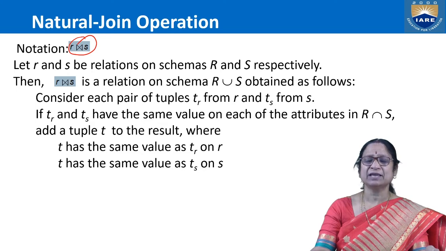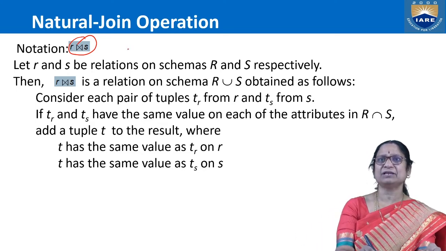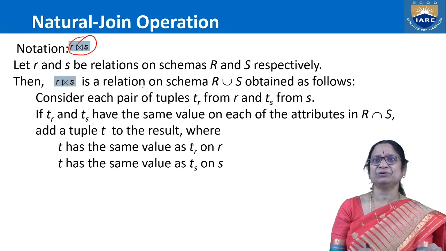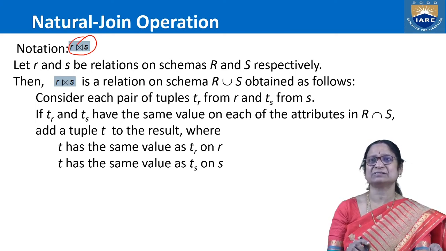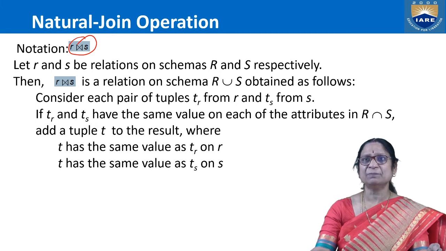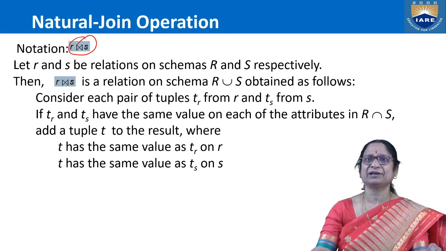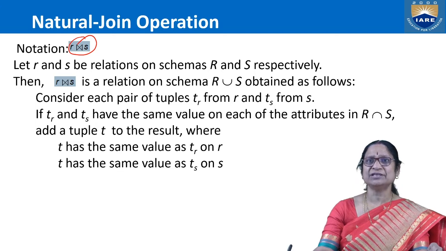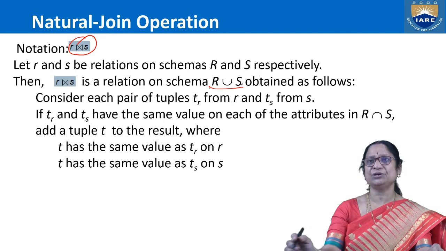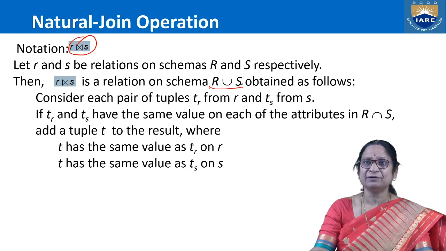So what is natural join? If these two relations have any common attribute, and the common attribute has common values, then the respective mapping tuples only are going to be listed by this operator. The structure of the resulting relation will be R union S, which means all attributes of R followed by all attributes of S.